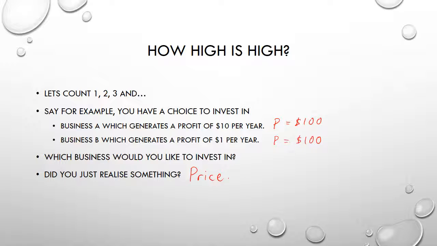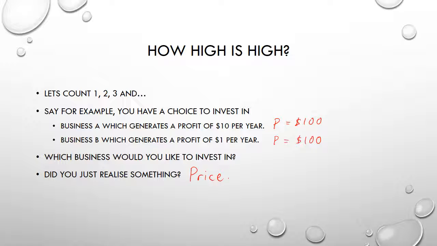Now, if you just look at my numbers, A gives you a profit of $10 a year. You have to pay $100 if you wish to purchase the business, versus B, which gives you a profit of $8, but you also have to pay $100 for it. Now, this is a lot more conclusive as to which you should invest in. Quite obviously, you should invest in A.